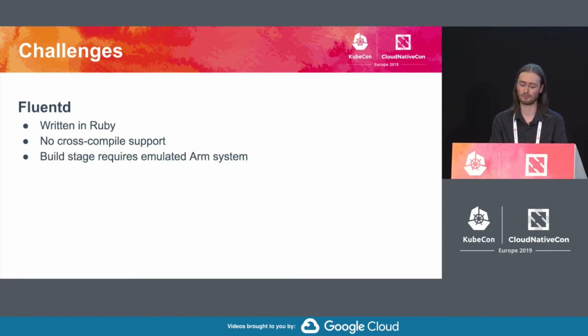FluentD was another project that was a little bit challenging because it's written in Ruby, so there was no cross-compiling off the bat. So we had to switch to using an emulated build on an AMD64 box. There's QEMU static, or the QEMU binary, and you can configure that. So when you're on an AMD64 system and it sees that you're executing an ARM binary, it can hand it off to QEMU and process it in user space, which allows you to build an ARM64 binary on an AMD64 machine.